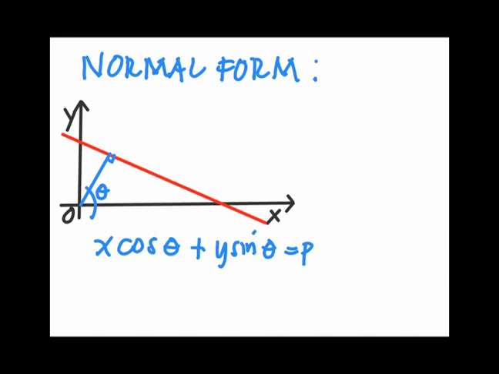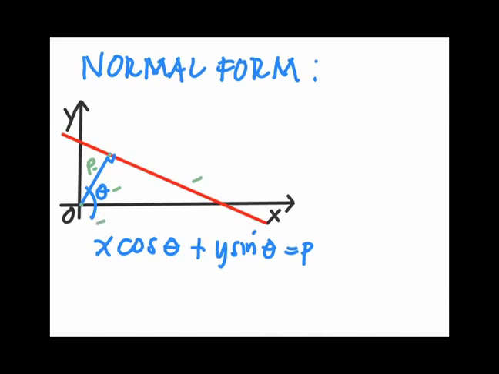Here, p is the perpendicular distance, so that will be the p there, the perpendicular distance of the line from the point of origin to this line. And once again, the angle theta here is the angle formed by the x-axis and this line segment with length p. Thus, this normal form of the equation of the line is useful in determining the perpendicular distance of the line from the point of origin.